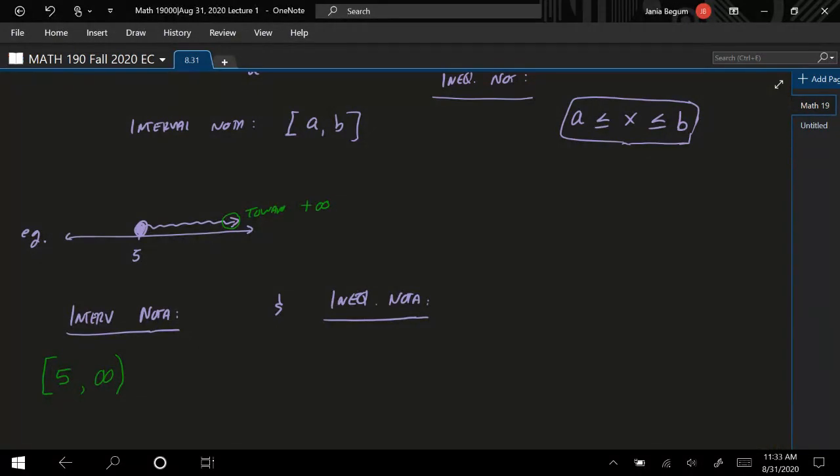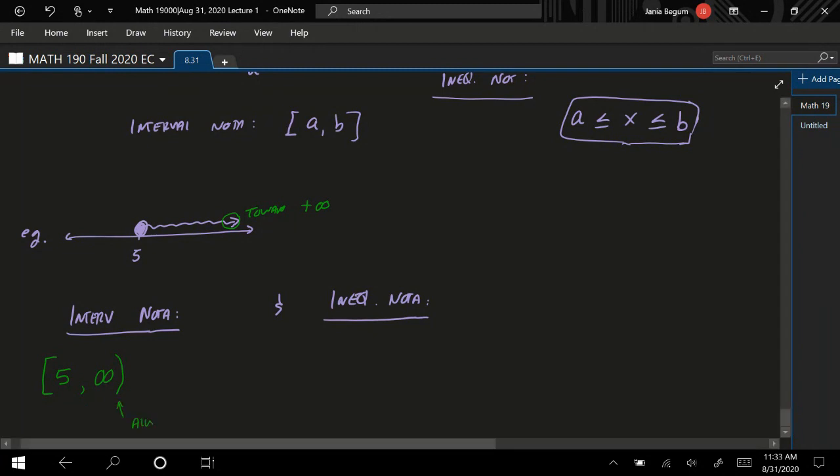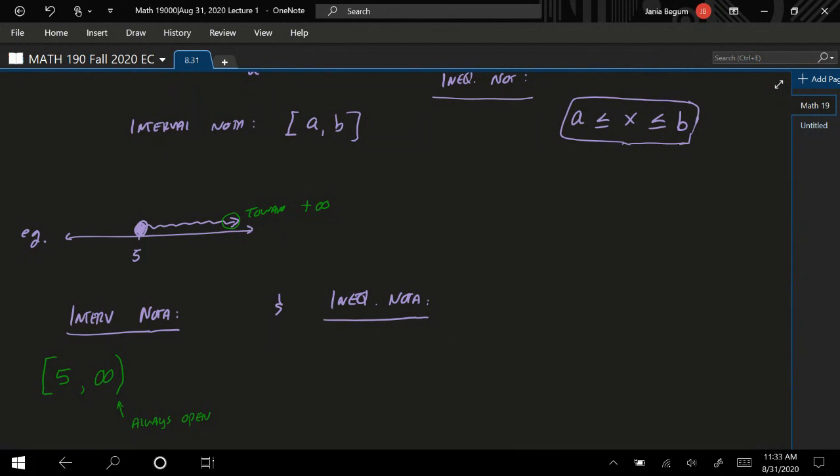So now that I have that, any questions on the interval notation? So this is always open. Okay. All right, so moving on to the inequality notation. Now, can someone give me the inequality notation for the same set? Okay, I didn't hear. Go ahead.